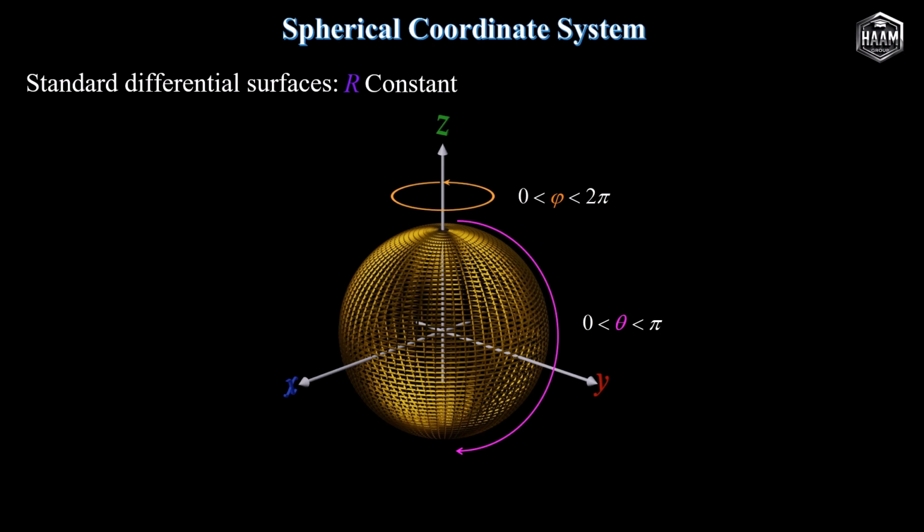The differential of this surface is the change in theta multiplied by the change in phi in the direction perpendicular to this surface, that is either positive or negative a hat sub capital R. So the dS can be obtained from this relation.